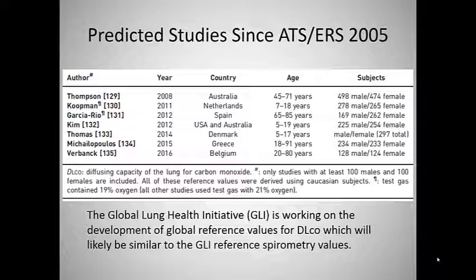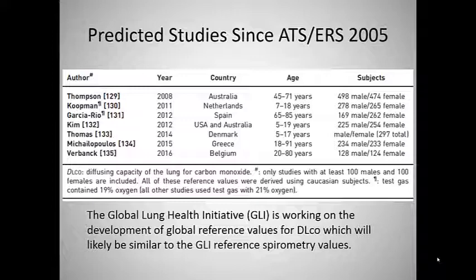Michaelopoulos from Greece, 18 to 91 years of age, 200 patients. I'm going to have to get that reference and do some plotting, because that might fit our population pretty well. If it does, I might consider going to it, because they use the same gas mixtures that we do. This one, Burbanks, in Belgium. Not so sure, the population's a lot smaller, but these are two I may look at.